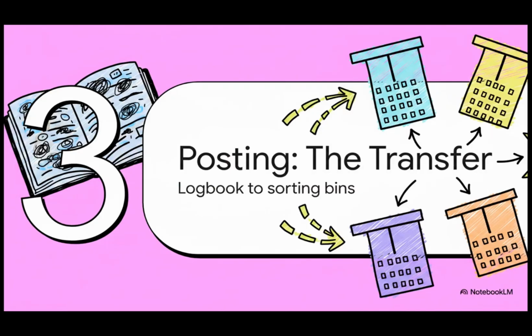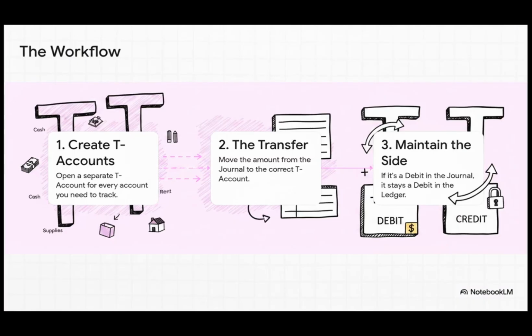All right, now we get to the action. Posting. I know it sounds like some technical, boring term, but it's really just a fancy word for transferring. All we're doing is moving our numbers from that messy diary into our nice, clean sorting bins, our T accounts. And the process is actually just 3 simple steps. First, you just open up a T account for every single thing you need to track, cash, supplies, rent, whatever.